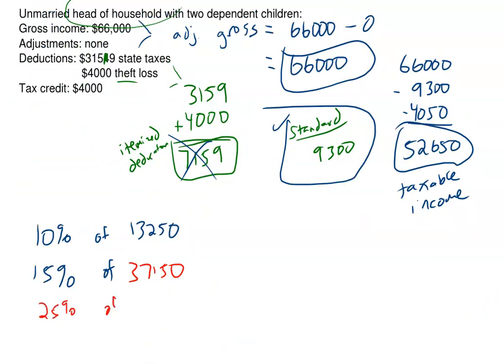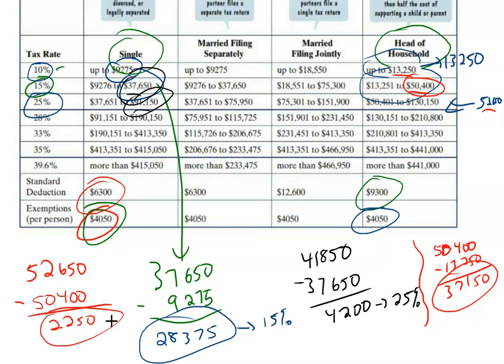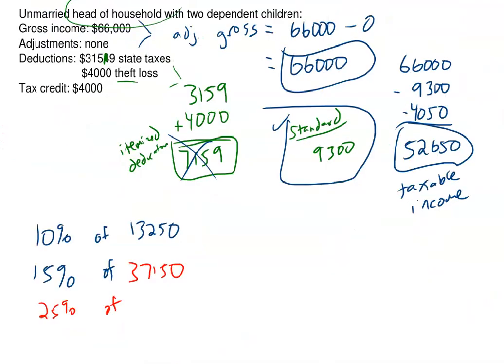The next bracket hits 25%. How much money did this person make in that bracket? Let's go back. Again, we're stopping at 52,650. Is that how much it was? 52,650. That's right. Okay. Minus the upper end of the previous bracket, which is the $50,400. Right, and that's going to give me 2,250. That's going to get taxed at the 25% level because that's all the money this person made in this bracket area here. Right. So 2,250.